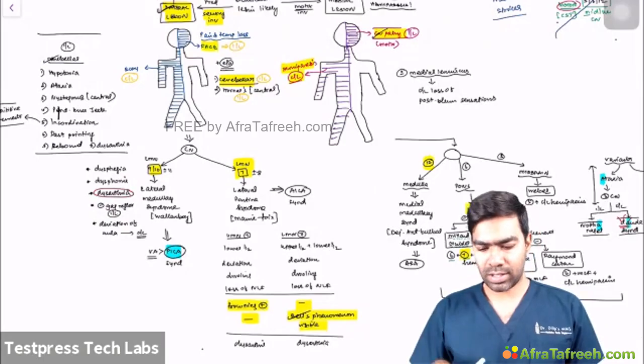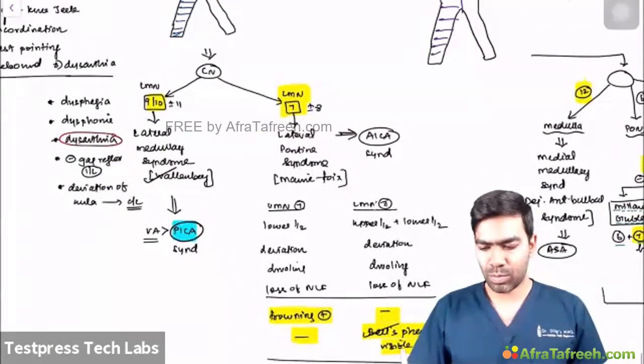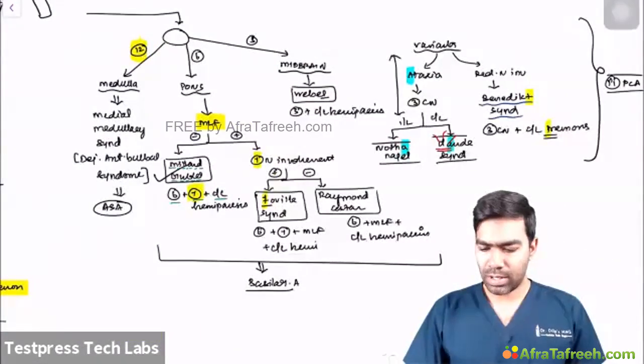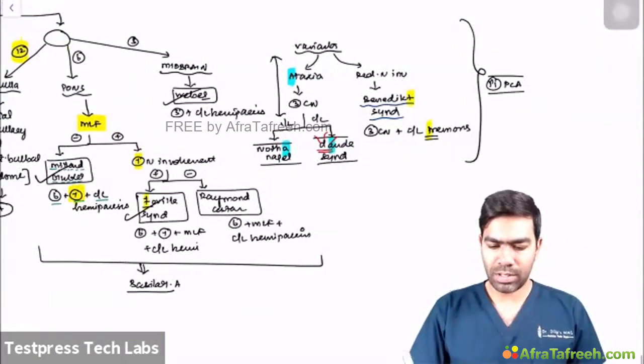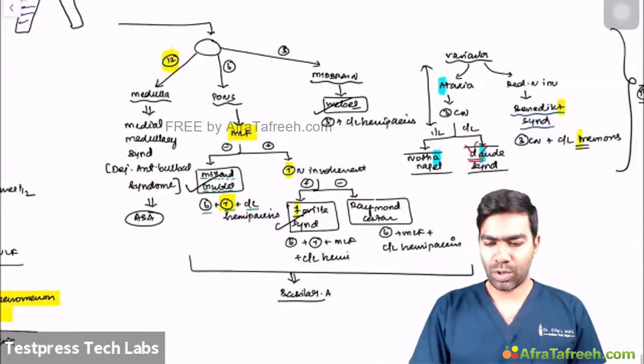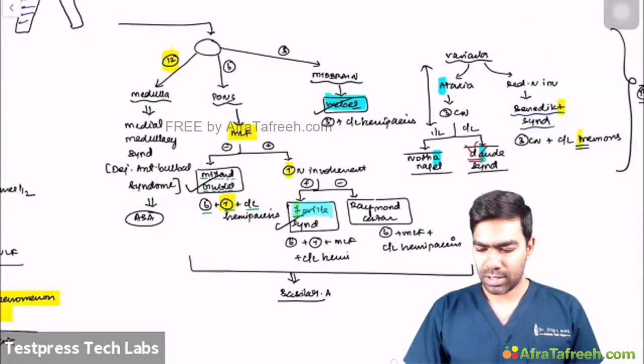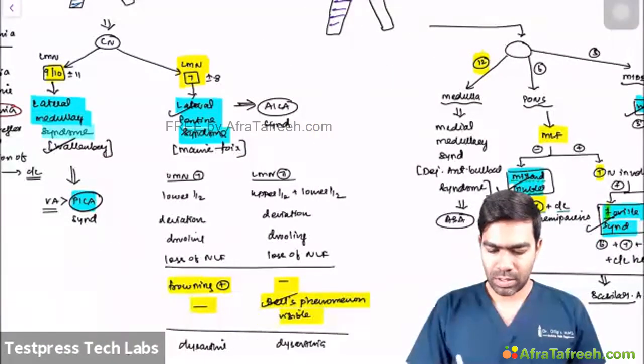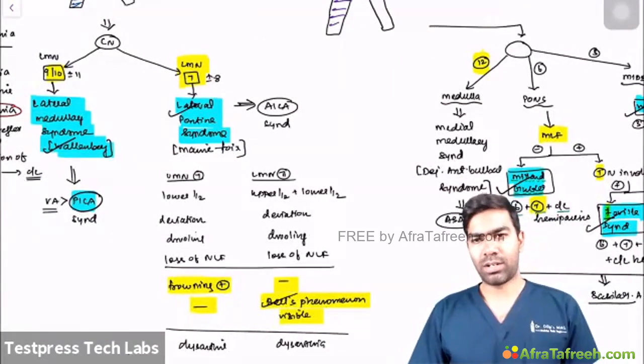If at all they want to ask, they will be asking you the Wallenberg syndrome, which is more important. The lateral pontine syndrome, they'll ask you, which is the most important. They'll ask Millard-Gubler syndrome, Foville syndrome, and probably Weber syndrome. So if at all you are in an urgency and you want to study, these are the syndromes you need to concentrate on for exams.